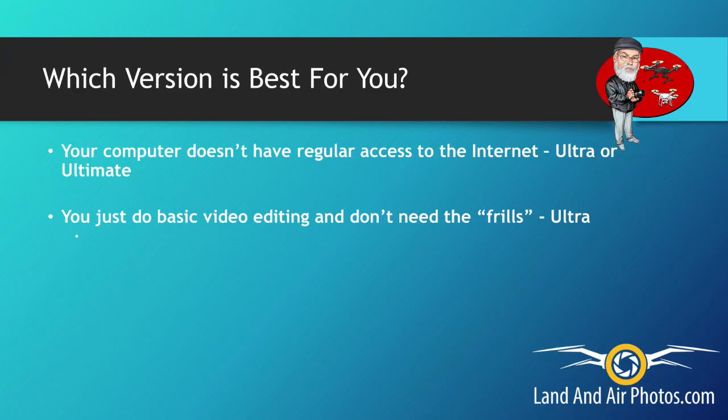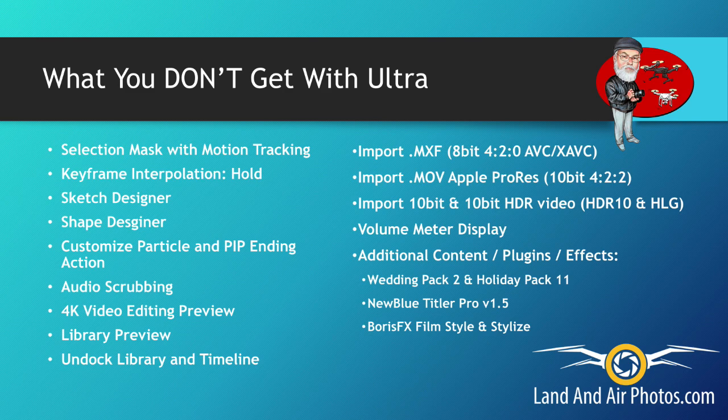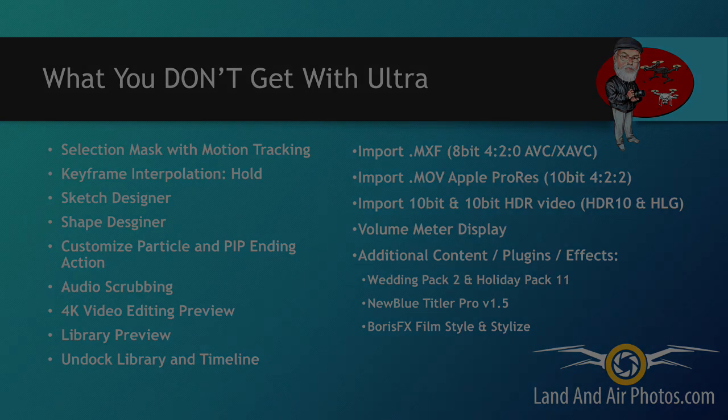So now let's talk about what version of PowerDirector 19 would be right for you. If you use a computer that doesn't have consistent access to the internet, Ultra or Ultimate are the best choice. You need internet access to get the monthly updates from 365. If you only want a video editor without all the extra updates, maybe Ultra is your choice. Here is a list of what you don't get with Ultra that you do get with Ultimate. You can pause this video to look over the list if you'd like. If those features aren't important to you, Ultra will save you a few bucks on an upgrade.